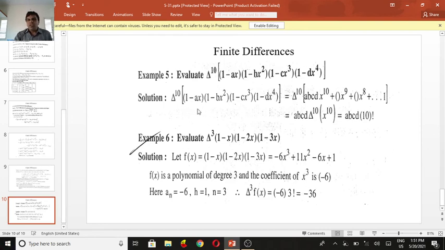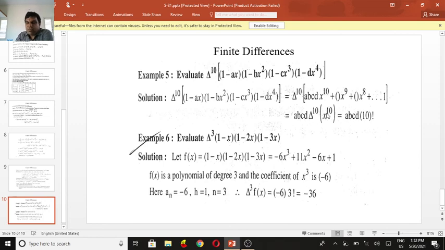If we expand the inside, the signs are minus a, minus b, minus c, minus d, so the product gives a positive abcd. What is the highest degree power? x power 4, x cubed, and so on, so in total we get x power 10. The highest degree coefficient is abcd, then the coefficients of x raised to 9, x raised to 8, down to x, and the constant. So we get abcd, del power 10 of this.